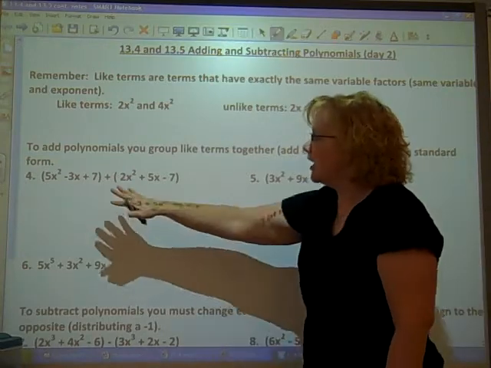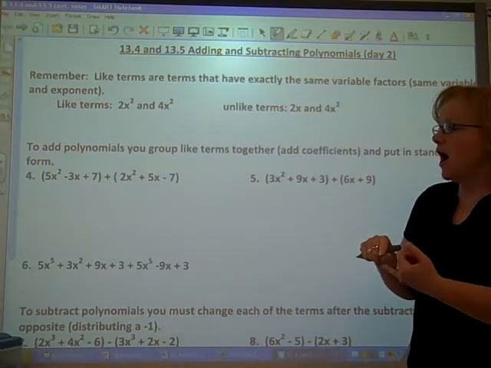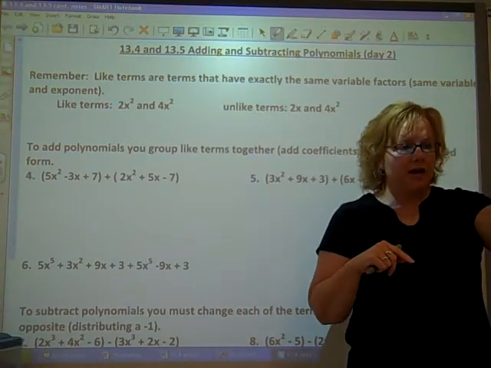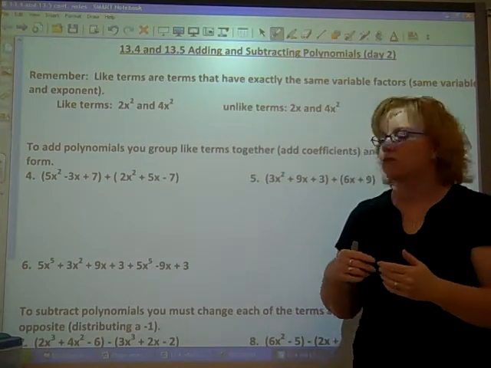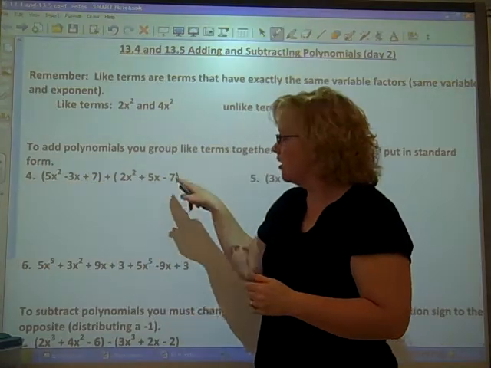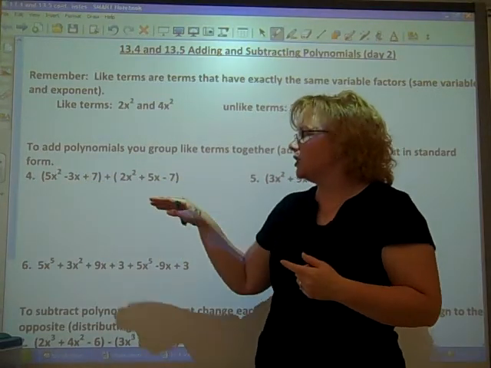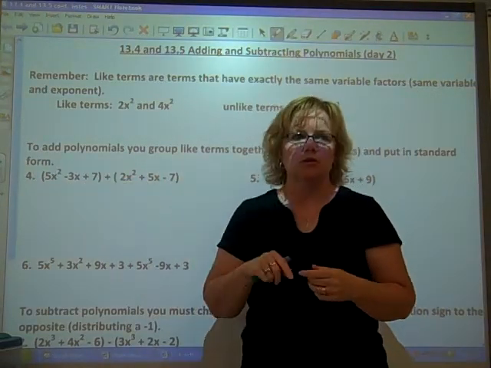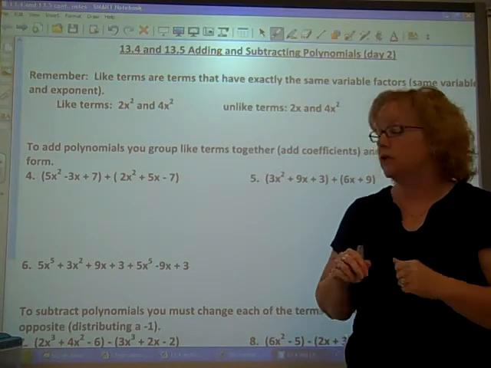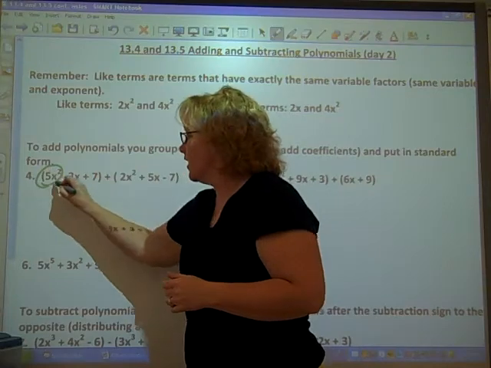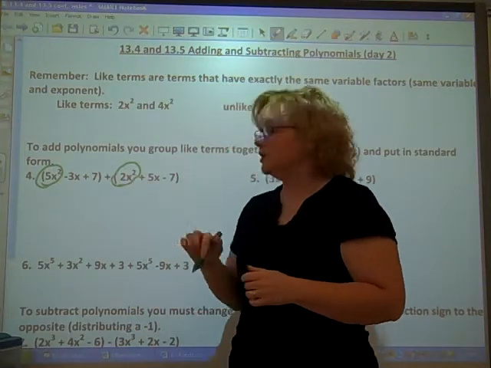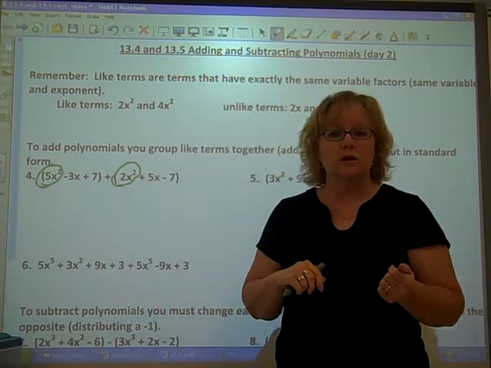When I look at number 4, I am going to start with my highest exponent, because then I can automatically put it in standard form. What are my like terms in this trinomial and this trinomial? What would those like terms be, Nick? 5x squared and 2x squared. Okay, so I'm going to put 5x squared and 2x squared together. When I do that, what do I get?